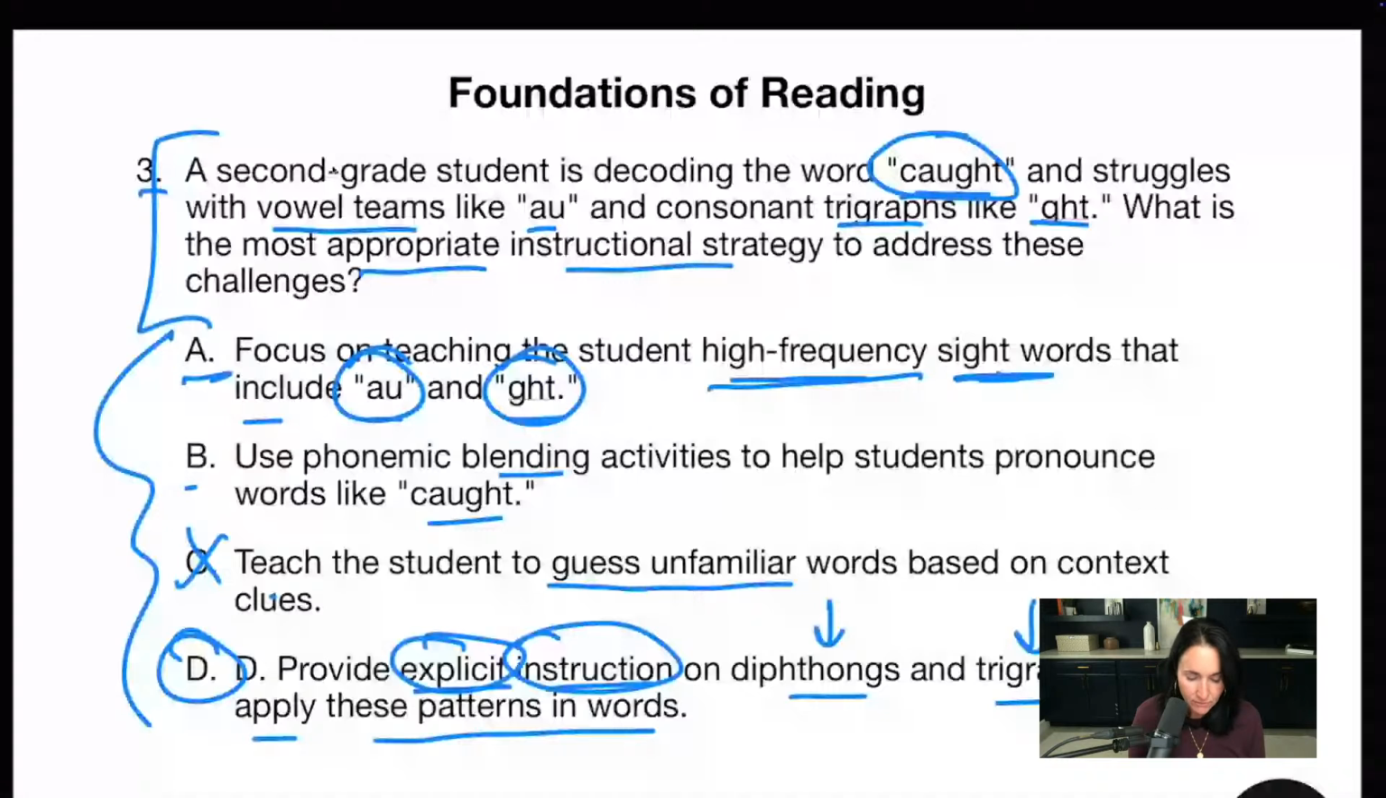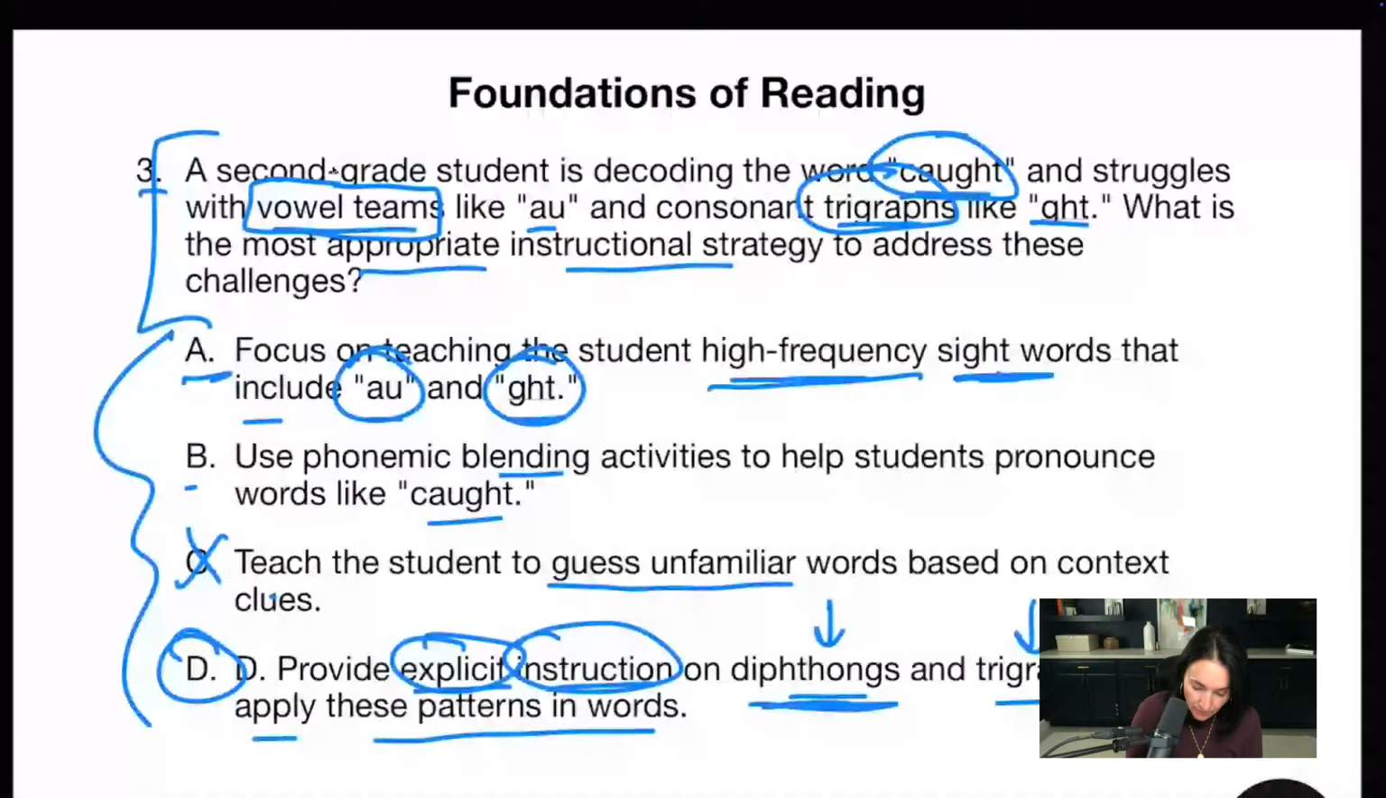I would call this more of a tier 2 word. It could be a tier 1 word. It could be considered high frequency, but just teaching high frequency words here is not what we're talking about because we have these vowel teams. Vowel teams and trigraphs are difficult. Now, in D, you might say, well, it says diphthongs, not vowel teams. Well, diphthongs are vowel teams.